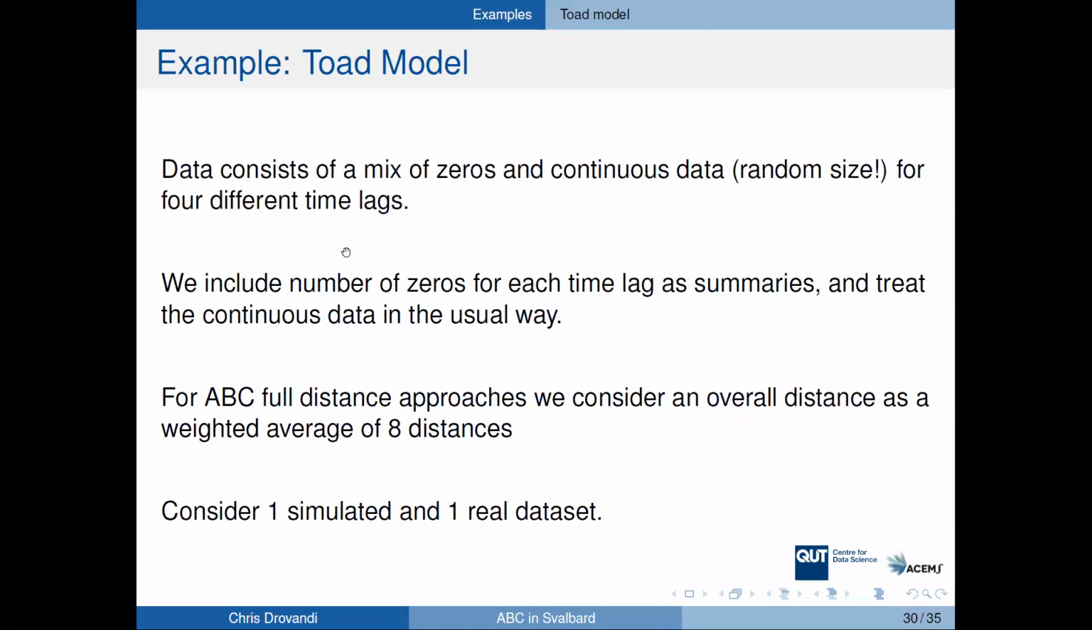And now moving on to the final example, which is the toad example. This is the one that Jacob spoke about in his talk. This one's sort of similar to the stereological extremes one in the sense that we've got, again, a mix of zeros and continuous data. And also the model itself generates a random size of the data. This one's a little bit more tricky though, because we have that for 4 time lags. And so this means to obtain the overall ABC distance, we need to do some kind of weighted average of 8 distances.